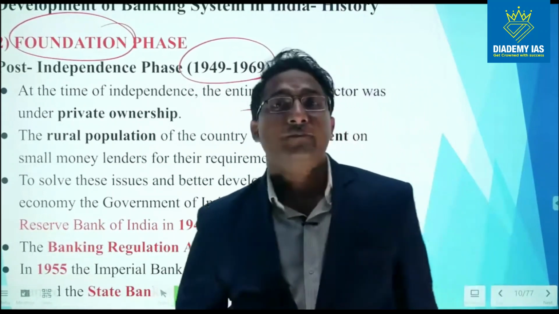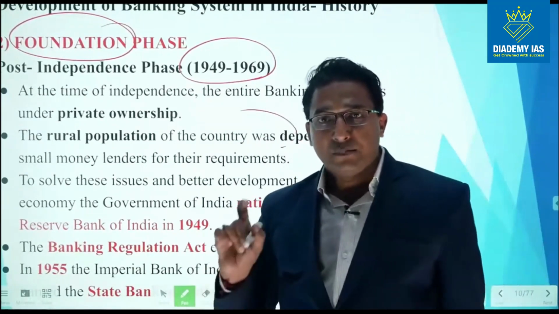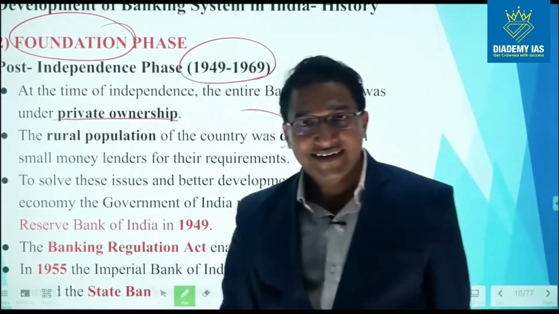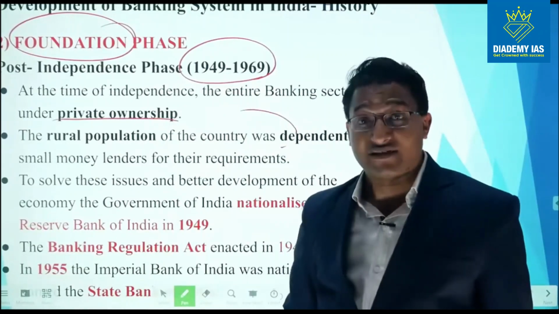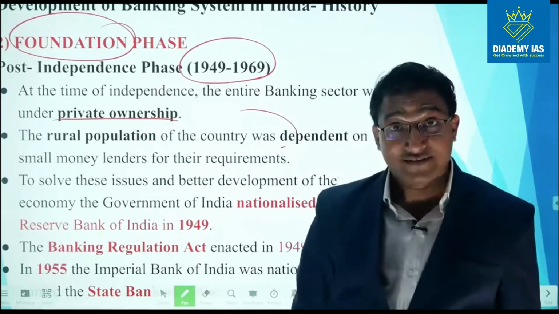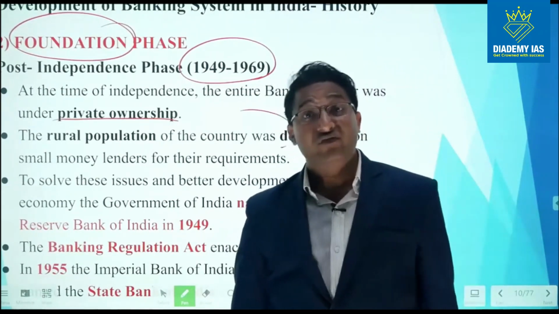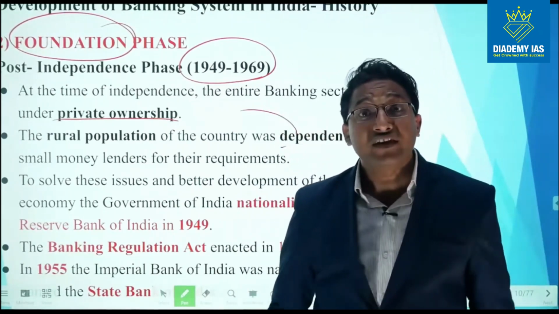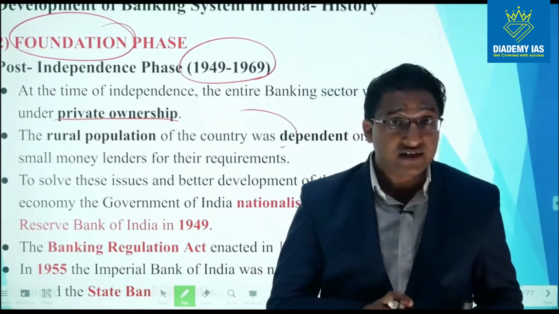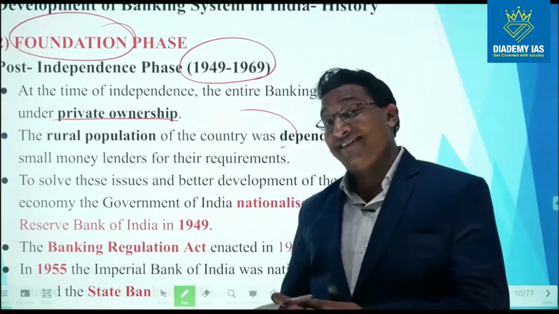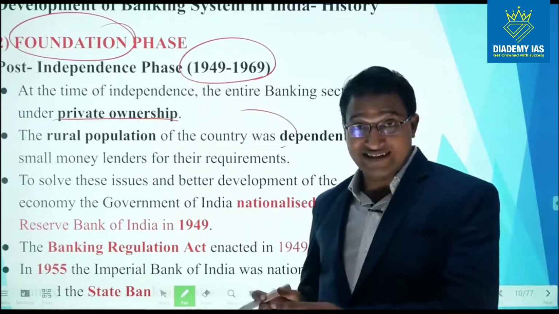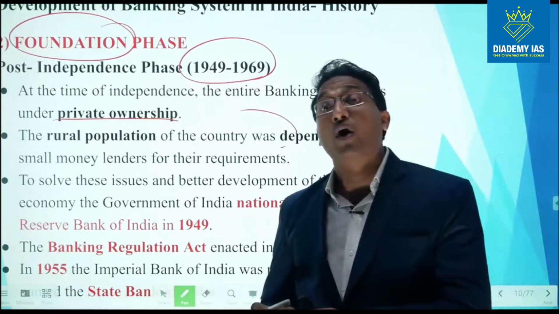The point to note is that till independence, the banking sector was primarily under private ownership, right? And there is a specific feature of the private sector. Can you guess it out? What is the specific feature of the private sector? So the specific feature of the private sector is that they are interested in making the profit. So they will give the loan to the person who can provide them some profit, right? So they are not interested to give the loan on social factors. They are interested in giving the loan on the commercial or economic factors.